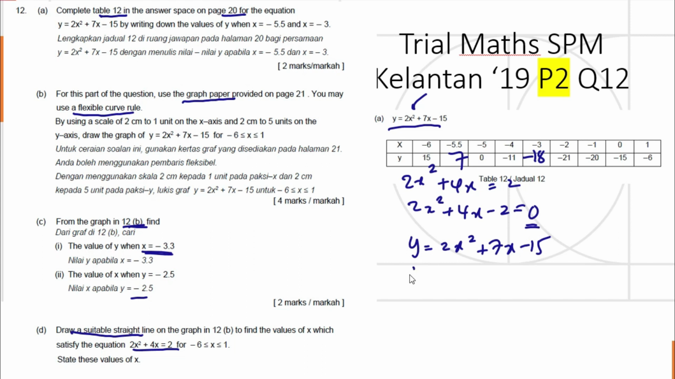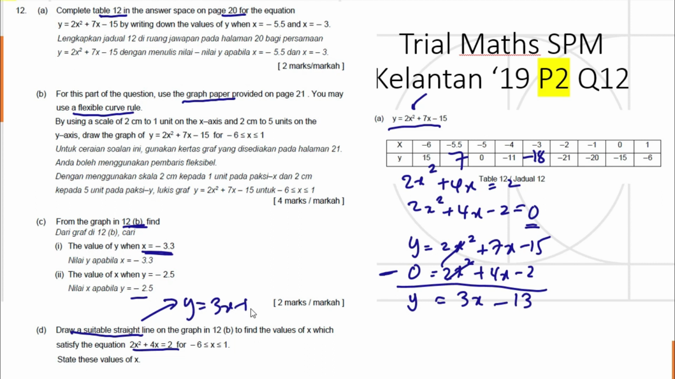So 0 should be in front, and this one is 2x squared plus 4x minus 2. So we minus: y minus 0, we get y. 2x squared minus 2x squared is 0. 7x minus 4x is equal to 3x. Negative 15 minus negative 2, we get negative 15 plus 2, which is negative 13. So this is the equation: y is equal to 3x minus 13.